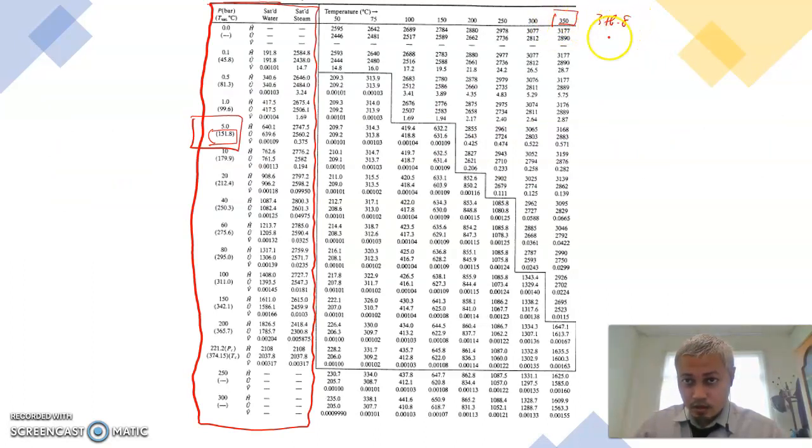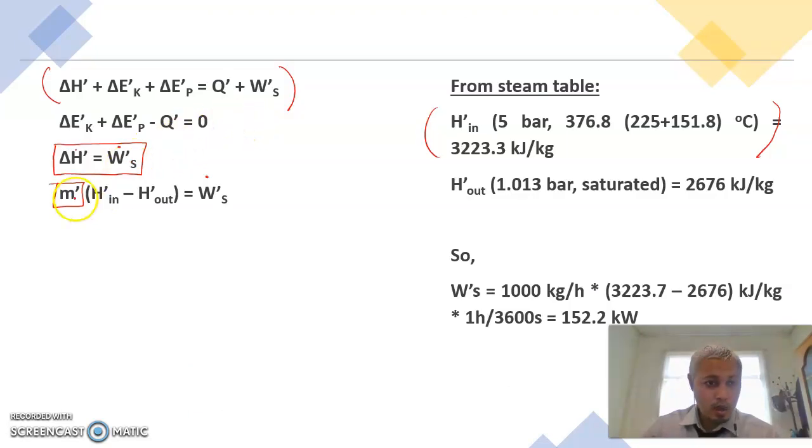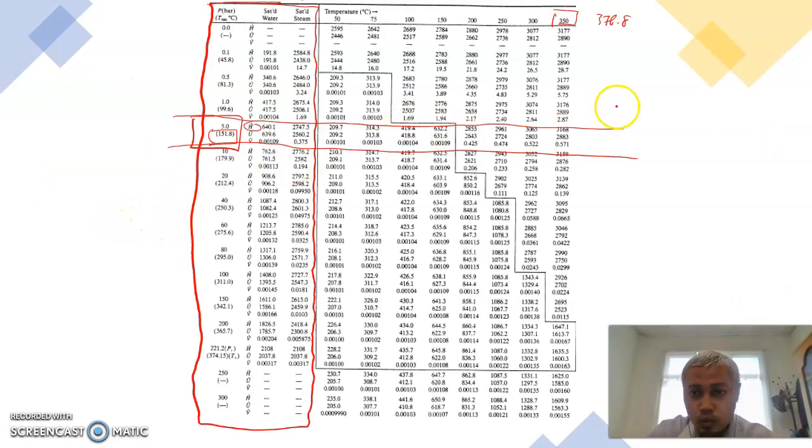376.8 is something around here, right? So we know that we need to refer to this whole part, 5 bar, and then we just need to focus on the enthalpy, because if we go back to the formula, the energy balance, we have mass flow rate, and then we also have enthalpy. So we need to consider this. That's why we are going to do interpolation on the enthalpy only. Enthalpy means the first part.